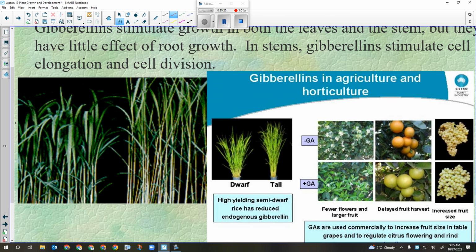So if we have a dwarf version of a plant versus a tall version of a plant, because sometimes you can do that with plants, the dwarf versions typically don't produce very much gibberellin, thus they don't get very tall. Other ones you can stimulate to produce more, and they'll get taller. There's also something that happens in rice paddies. Have you guys ever seen what a rice paddy looks like? Where they grow the rice, it's like fields, but they're flooded, and the rice kind of grows out of these flooded fields.